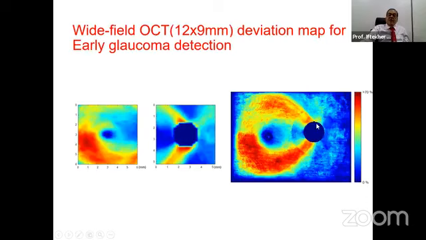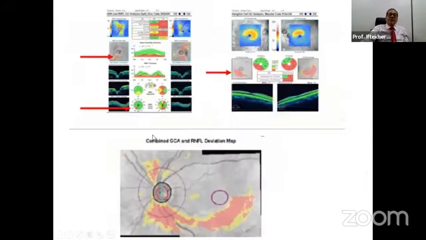So in a single scan, we can see the parapapillary and paramacular region, and the printout also. In the same patient, here is the nerve fiber defect, and here is the ganglion cell defect. In wide field OCT, we see this wide shape nerve fiber layer defect, and here also the V-shaped ganglion cell layer defect. So the clinician can easily see both parapapillary and paramacular defects in the same printout. This is a modern development of OCT.